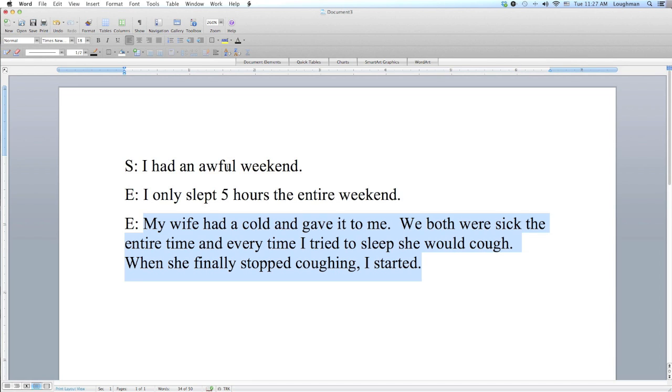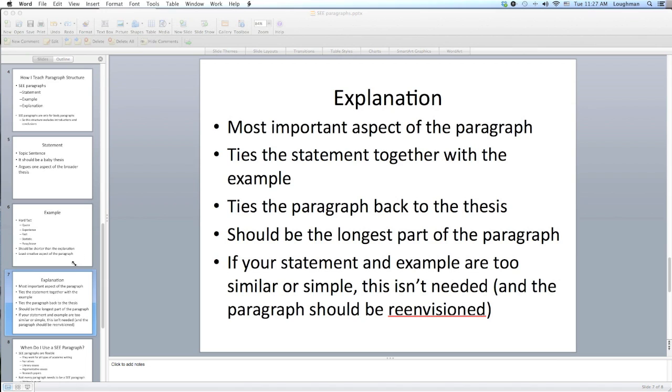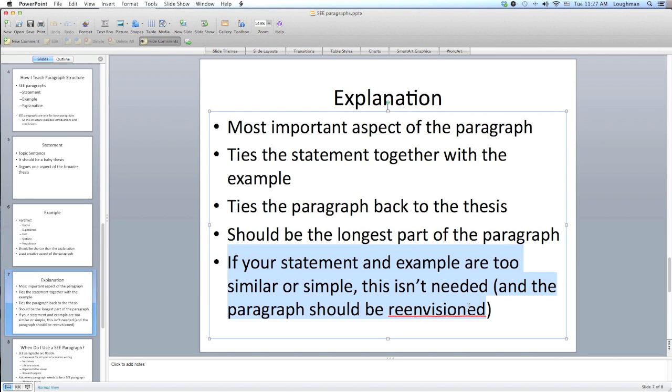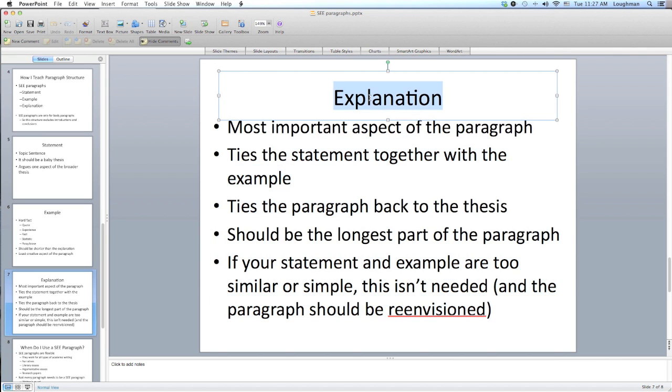This is, again, oversimplified, but it's an idea of a C paragraph. Take that in for a little bit. Some of you might have a problem with this, and it's because of this last bullet. If your statement and example are too similar or simple, the explanation isn't needed, and the paragraph should be re-envisioned.